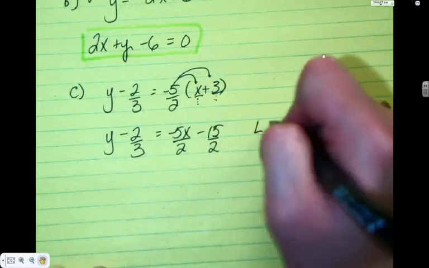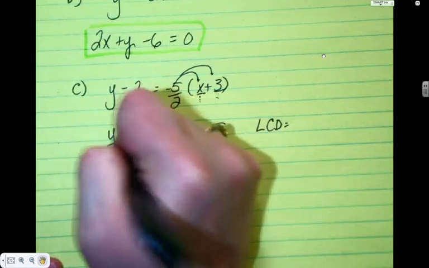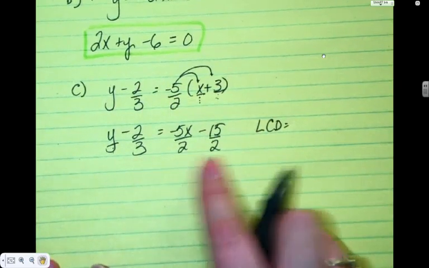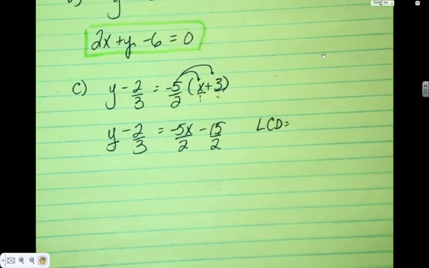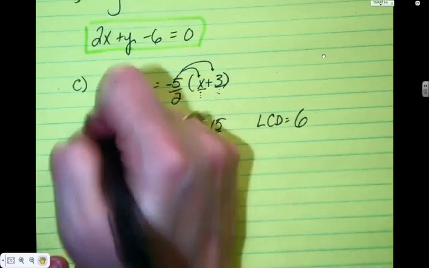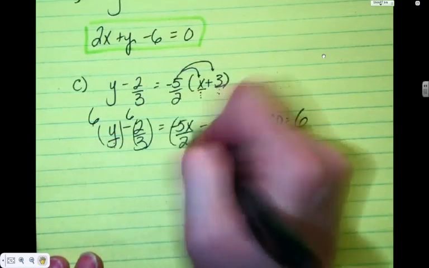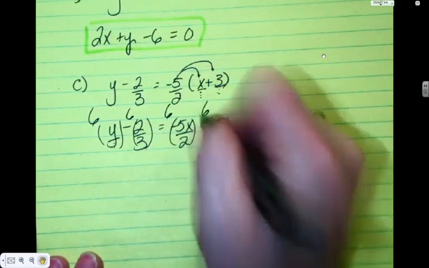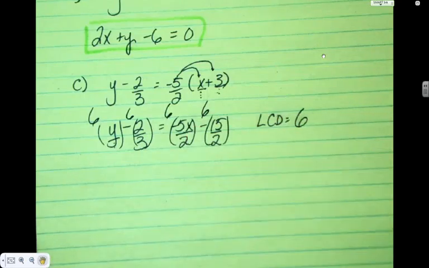Step number 2, we need the lowest common denominator. I have an imaginary 1, I have a 3, I have a 2, I have a 2. What's the lowest number that I can divide by 3 and 2 and 1? 6. So I'm going to multiply the y by 6, the negative 2/3 by 6, the negative 5x on 2 by 6, and the negative 15 on 2 by 6.